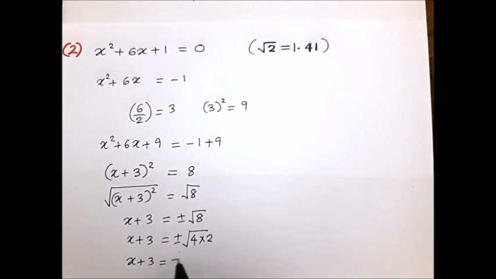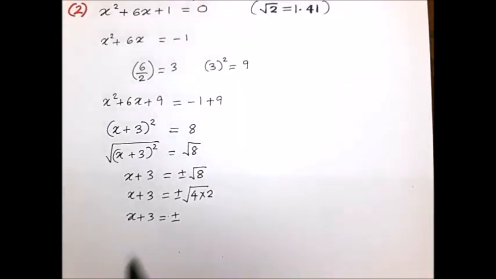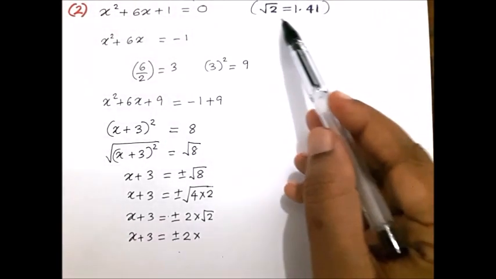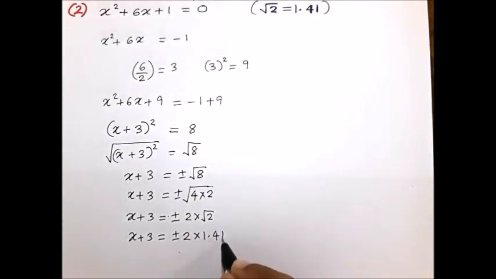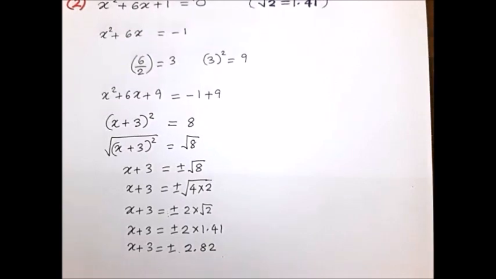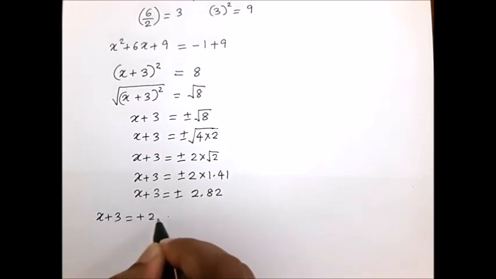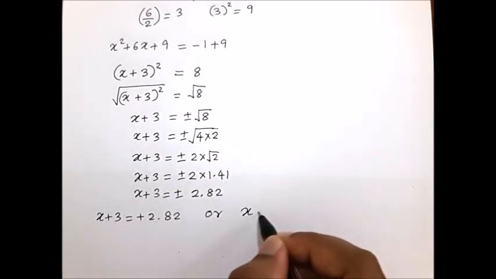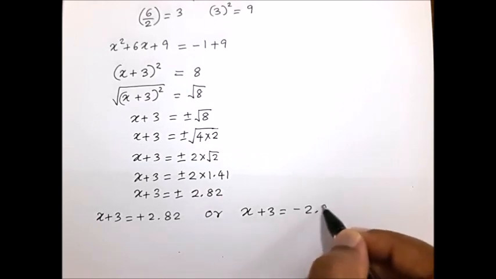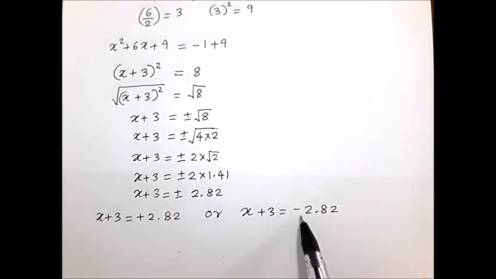X plus 3 equals plus or minus the square root of 4, which is 2, multiplied by square root 2. The value of square root 2 is 1.41. Write it here. Then multiply these two. 2 multiplied by 1.41 is 2.82. Now I am going to separate this into two parts. You can take one as x plus 3 equals plus 2.82 and the other one as x plus 3 equals minus 2.82. Positive one here and negative one here.